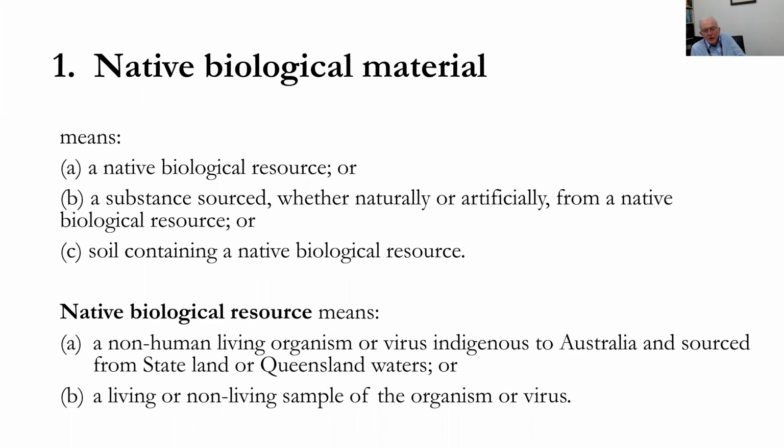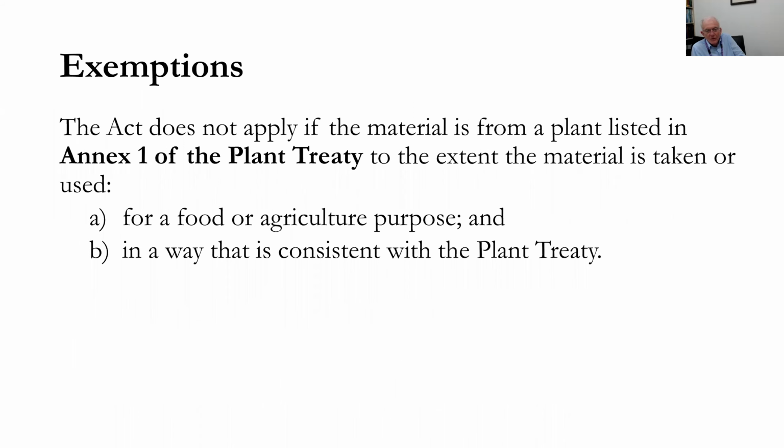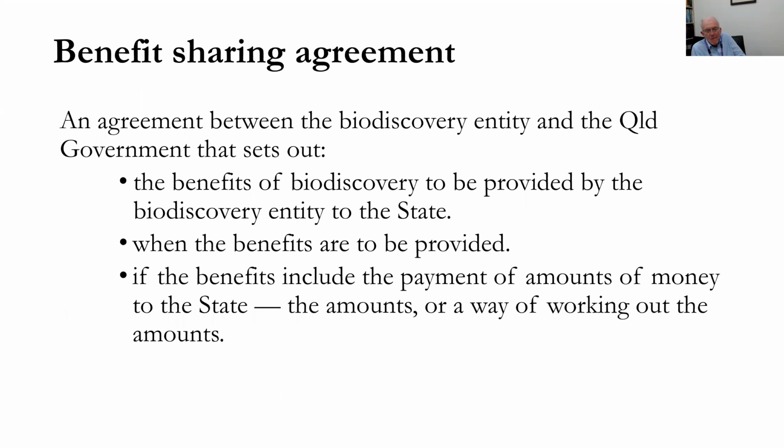What does a typical benefit sharing agreement include? It must include the names of the parties. I think if someone's interested, they could go to the Commonwealth Government Department of Environment, I think it's called now, and Heritage, which has some examples on the website. It includes these three things listed there. It must list the benefits to be provided by the biodiscovery entity to the state. And then it specifies information on when the benefits are provided and payment amounts of money going forward.